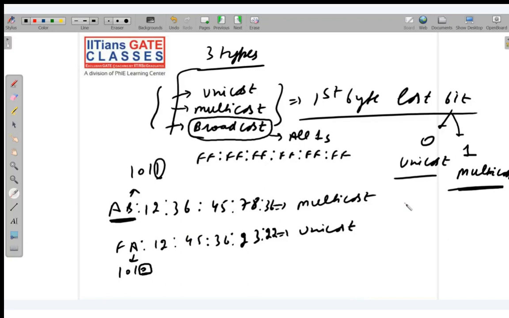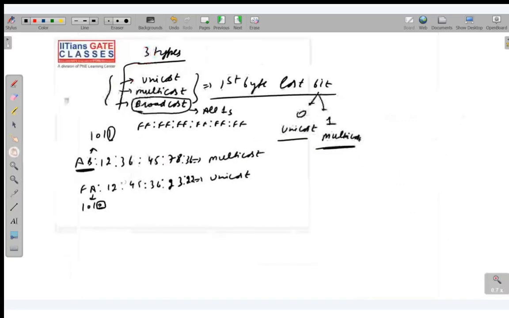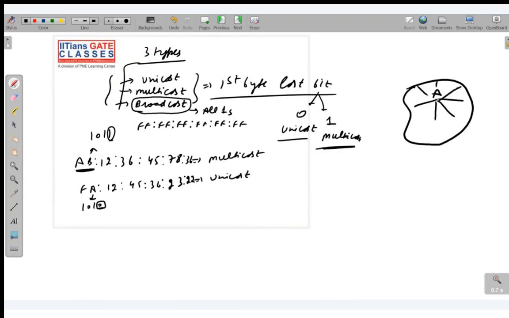Any doubt here? No, sir. So if a packet has this address, all ones, then every station in the LAN will receive this packet. That is the basic meaning of broadcast. They can ask this type of hypothetical question. We have a LAN, we have a computer A. Computer A wants to send a frame to every other computer in the network. What address should it use? It should use all ones. If it uses all ones, then every station in the network will receive the frame.